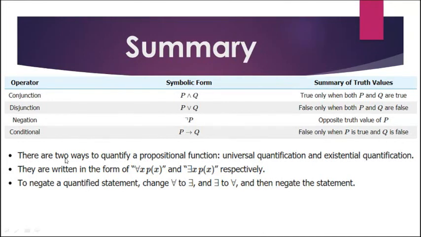And also, there are two ways to quantify a propositional function. We have the universal quantification and the existential quantification. They are written in the form of for all values of x, P is a function of x, and there exists x, P is a function of x, respectively. To negate a quantified statement, change universal to existential, and existential to universal, and then negate the statement.